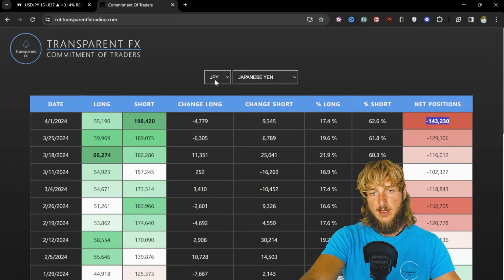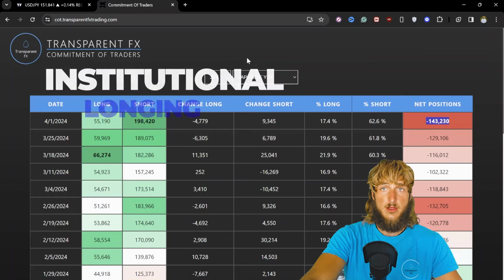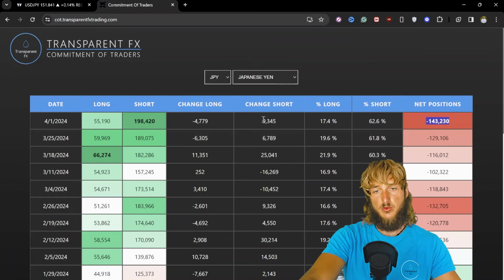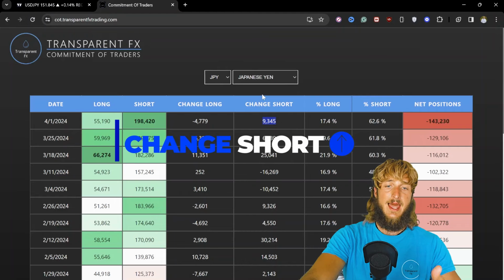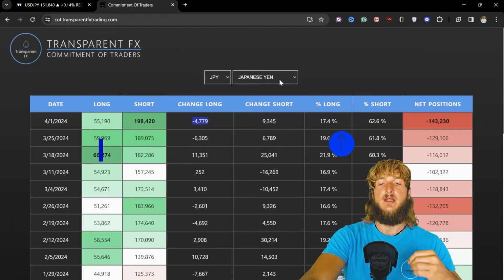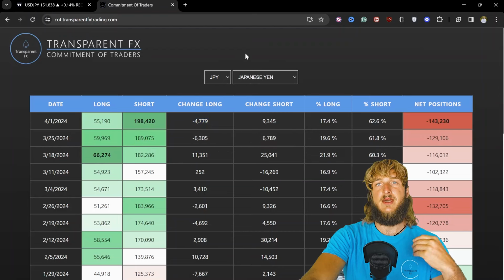So if we're looking at the data for the JPY, you're actually looking at the JPY USD. So institutions shorting JPY USD means that they are longing USDJPY, obviously. And in fact, we can see how with the last report, they have added 9.3k shorts on the JPY and closed 4.7k longs, meaning that they actually have been longing USDJPY. Therefore, the institutions expect an increase in price for USDJPY.